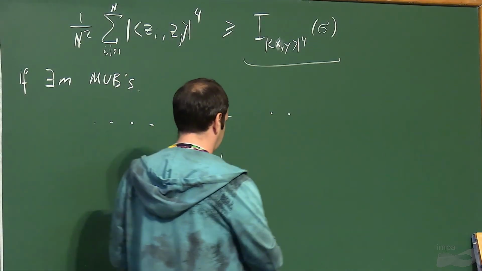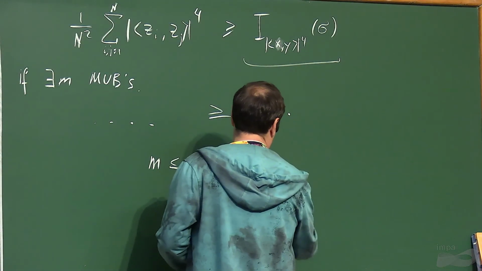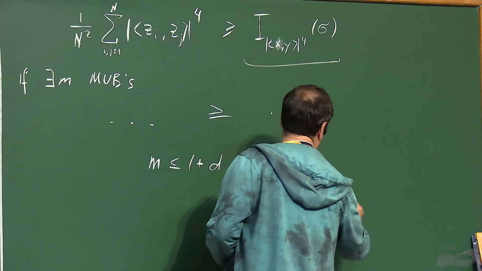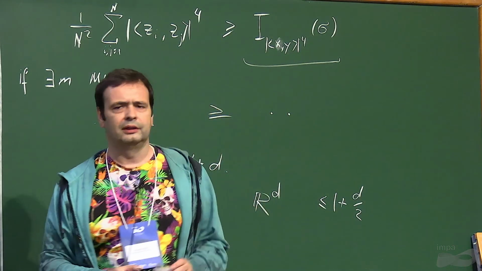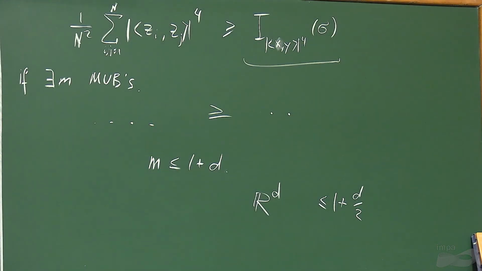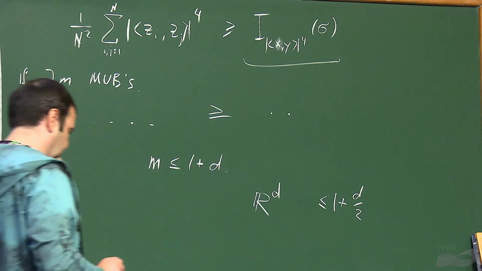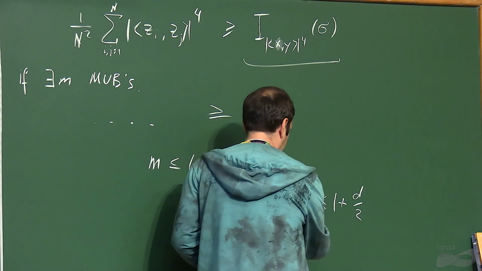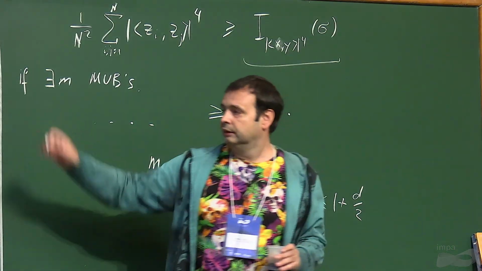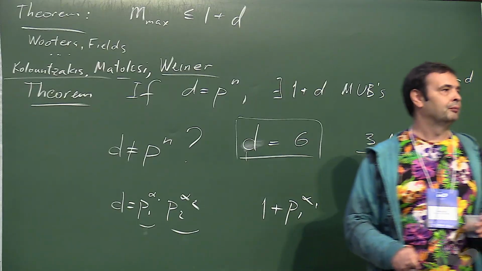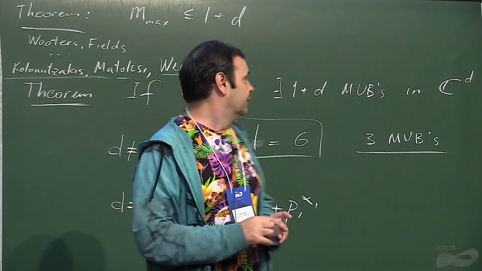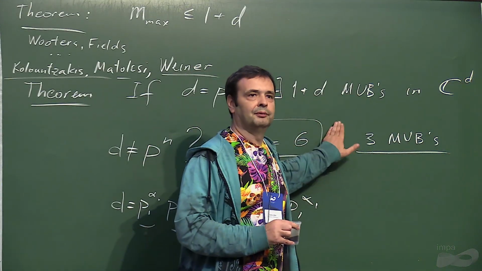Actually, you could also do the same thing in the real case. In the real case, you would get 1 plus d over 2. And I know this was known before. There is a paper where this is proved in a different way, but I don't think there has been a lot of work about MUBs in the real case. So at least I wasn't able to find too many papers on this, so I cannot tell you more about what happens here. But in the complex case, yeah, dimension 6 is already a very interesting open problem. The conjecture is that 3 is the maximum that you can get.